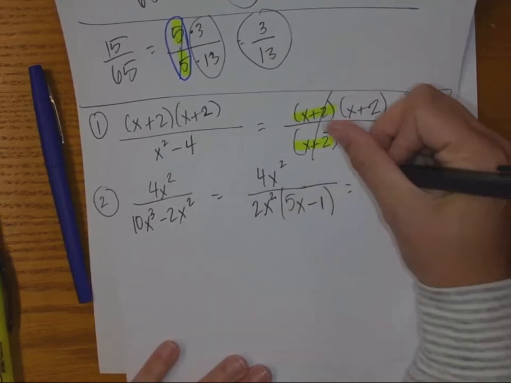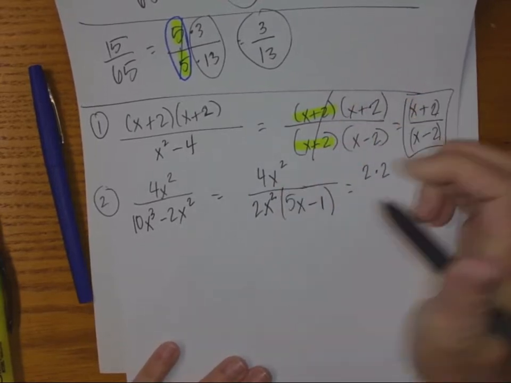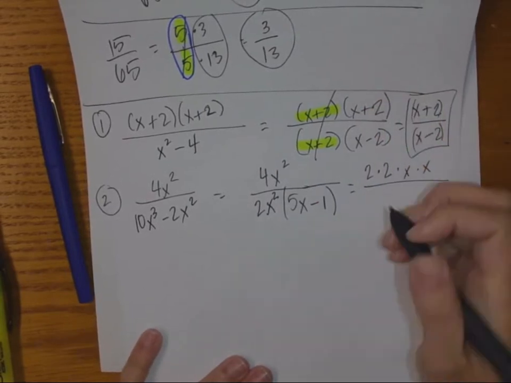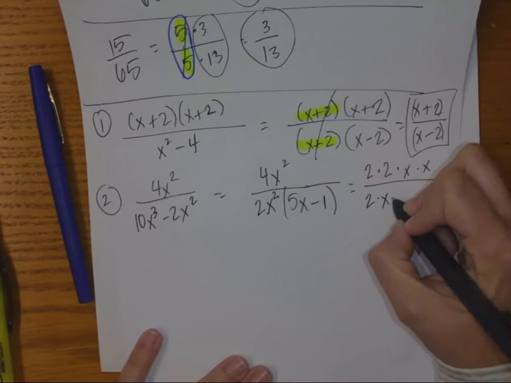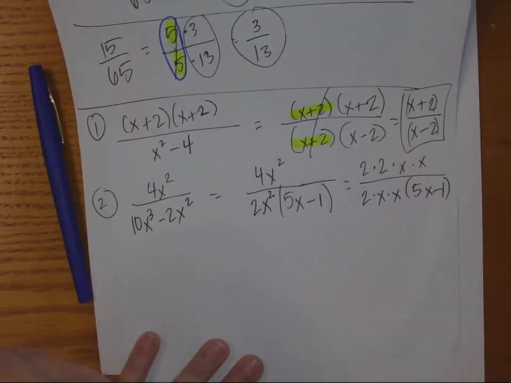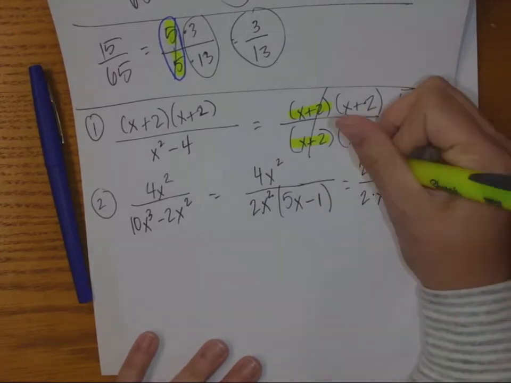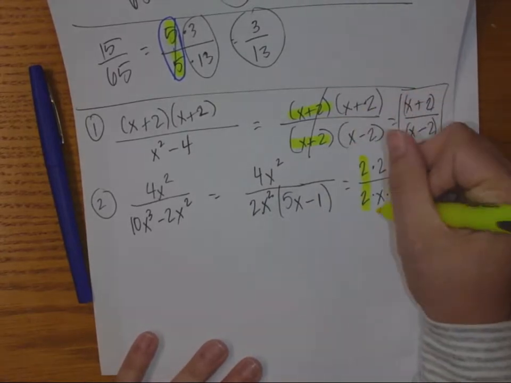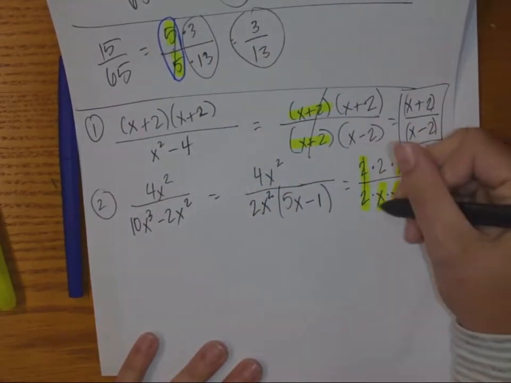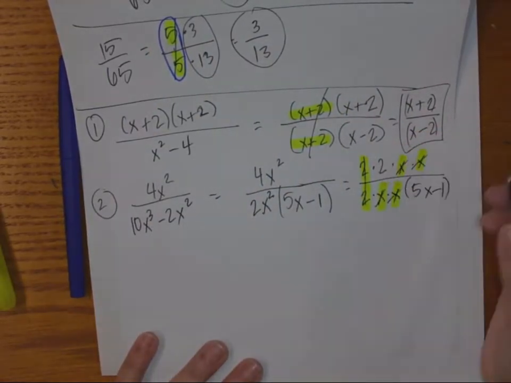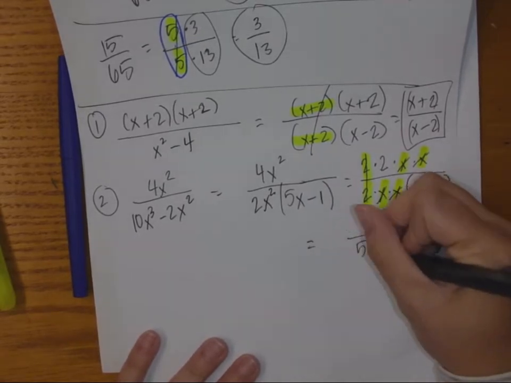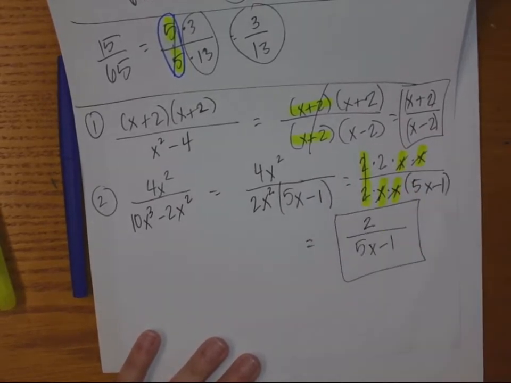I can break down 4 into like 2 times 2. And x squared, I can break down into like x times x. On bottom, 2x squared, that's just a 2 times x. And this is still 5x minus 1. So if it helps, you can do it like this, and then you can see, oh, this 2 and this 2 cancel out. This x and this x cancel out. This x and this x cancel out. And I'm left with a 2 on top. On bottom, a 5x minus 1.